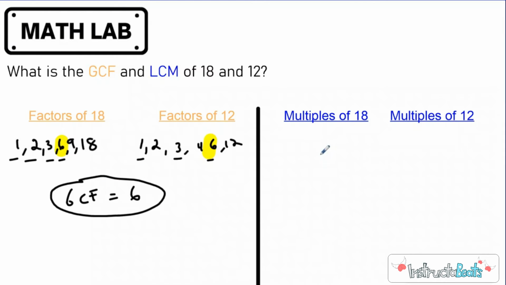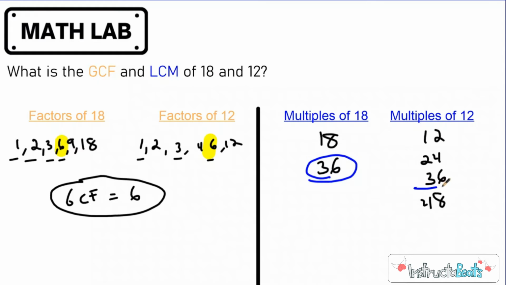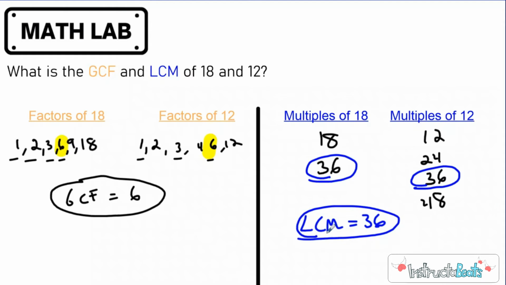All right, multiples of 18 and multiples of 12. I'm going to start with multiples of 12 because sometimes the least common multiple is actually one of the numbers. So multiples of 12, we have 12, 24, 36, 48. We'll just stop there. Let's do 18, 18, 36. Wait a minute, I see one right here that they already have in common, okay? So the least or smallest common multiple of 18 and 12 is 36, all right? So you'd say LCM equals 36.